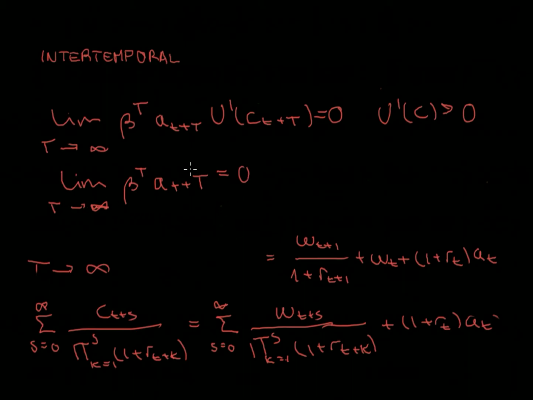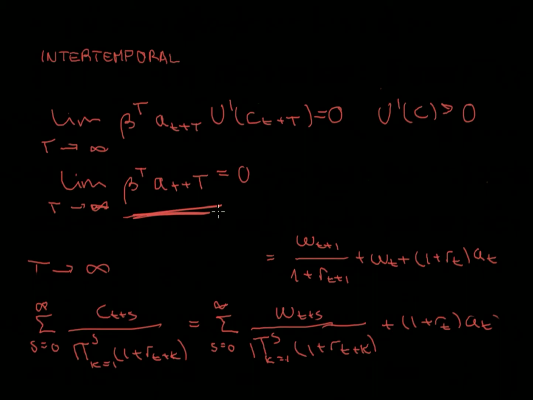And you will ask, why this constraint? It's quite simple. This constraint says that in the very distant future, the discounted value of assets, that is just this, must go to 0. And why? Because if it doesn't go to 0, it will be like a Ponzi game. So this constraint is known as the no Ponzi game condition.